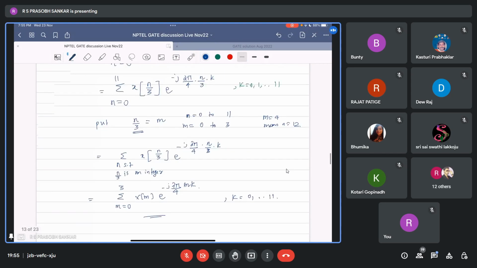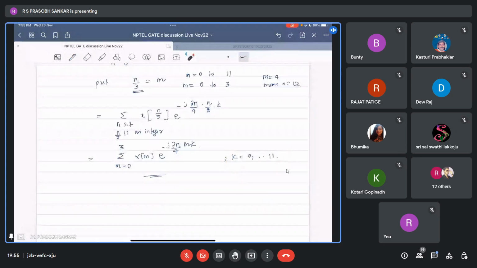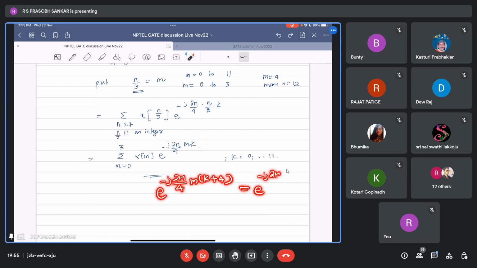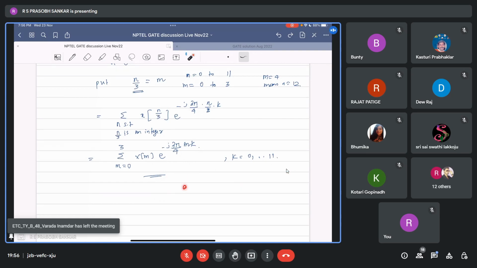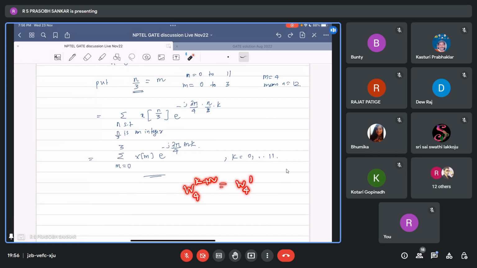So k is going from 0 to 11. Earlier, k was from 0 to 3. Now, it's easy to see that e raised to minus j 2 pi by 4 m (k plus 4) is the same as e raised to minus j 2 pi by 4 k. This is the periodicity property. This is the same as writing W4 raised to k plus N is W4 raised to k, where N equals 4.